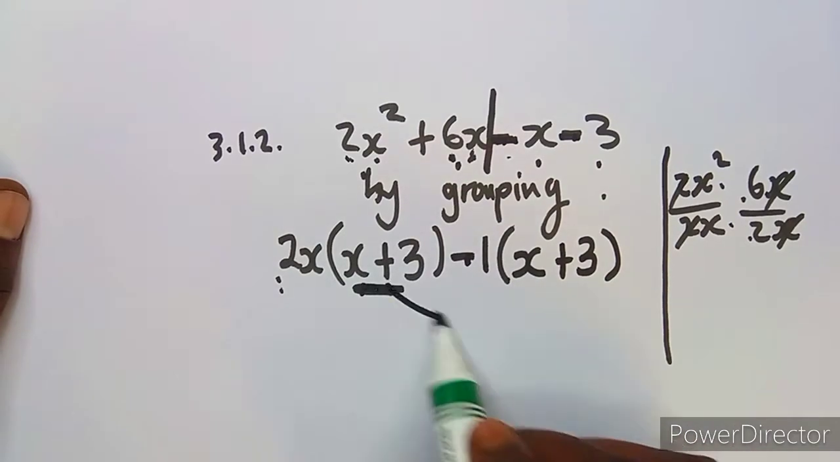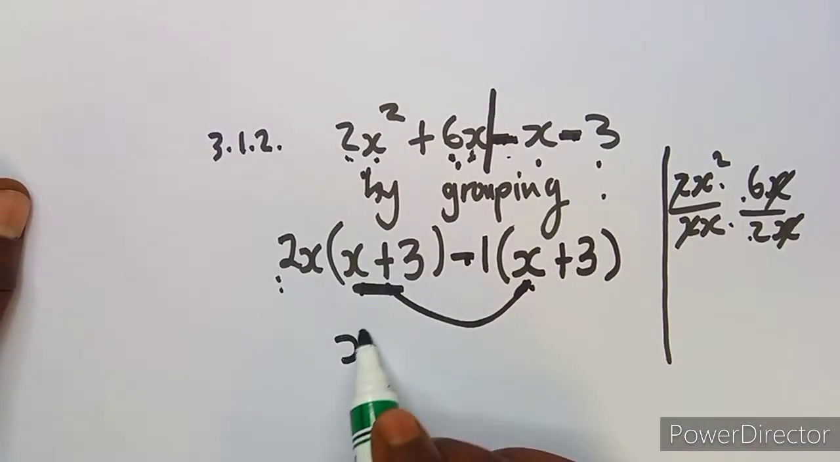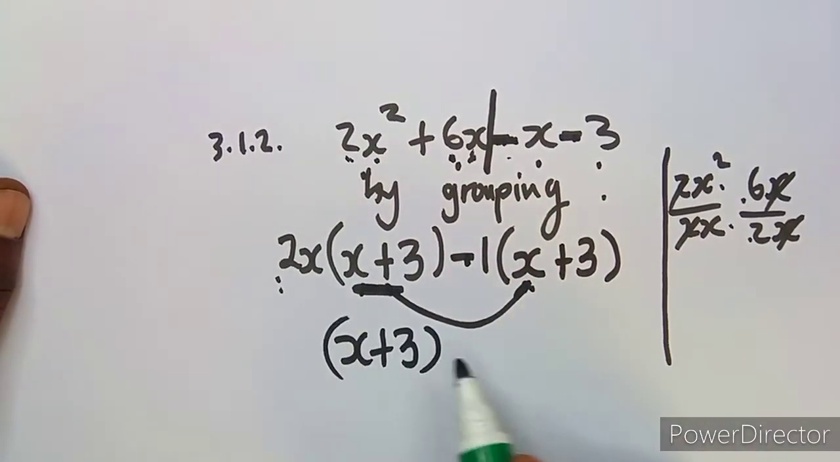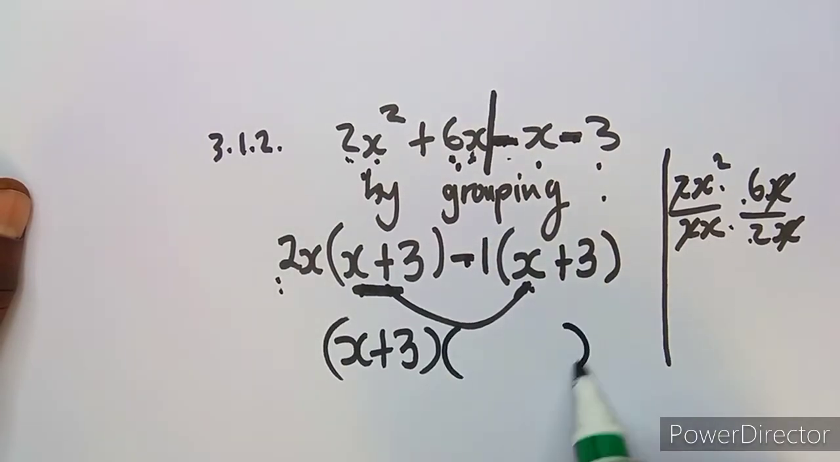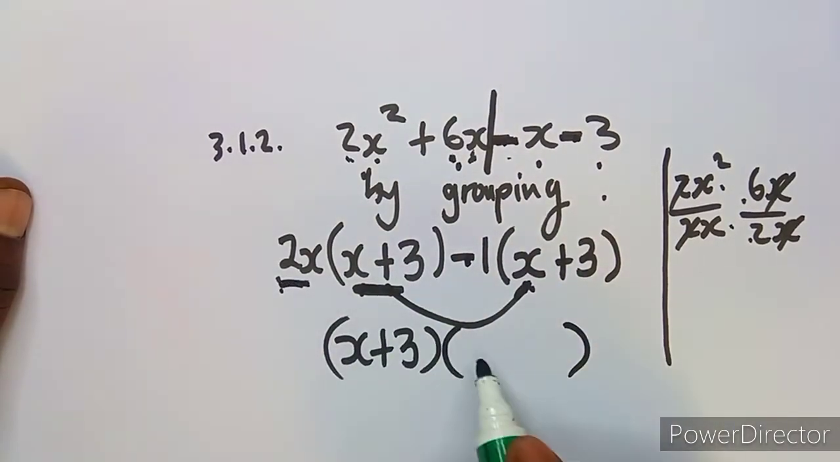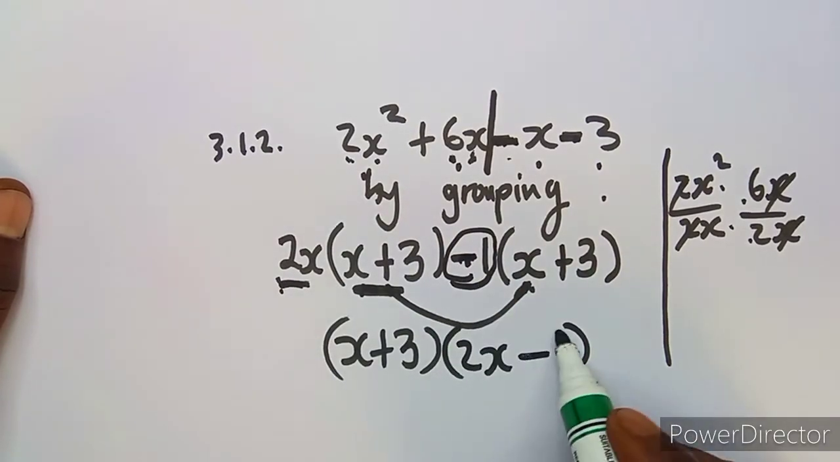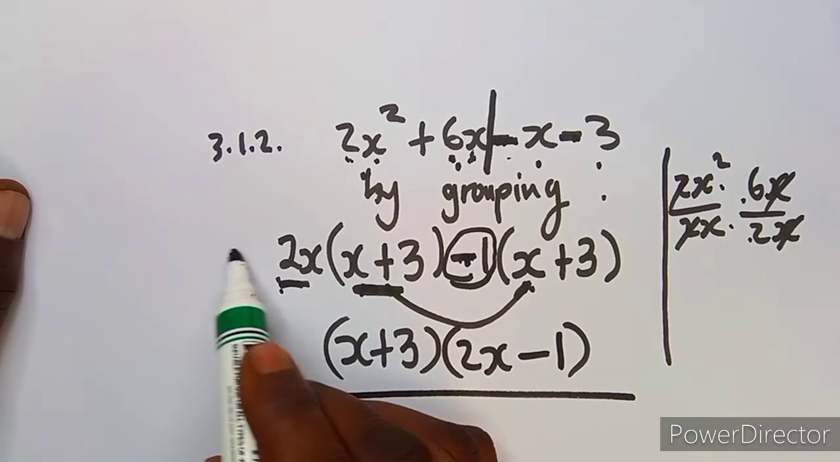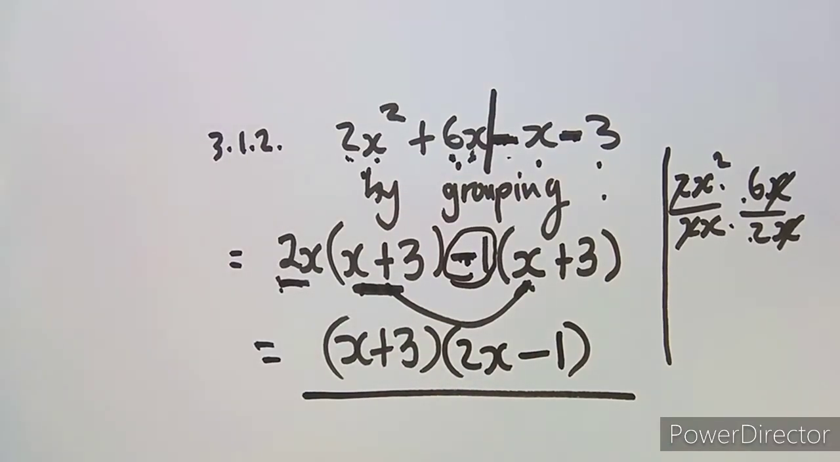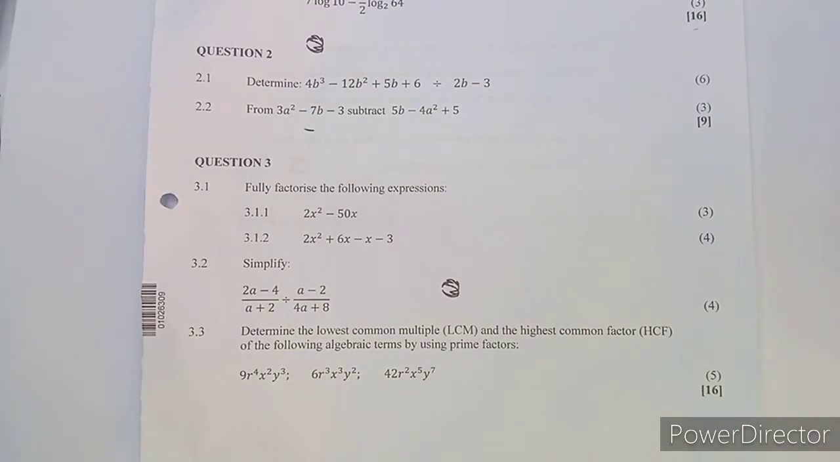Once the brackets are the same, you factor out the common bracket, which is x plus 3. When you factor out this bracket, what are you going to remain with? You remain with 2x. What about here? You remain with minus 1. So this is what you are going to have after factorizing, and that's 4 marks for that. Wow, nice typical question. Anyways, let's see what we have on 3.2.